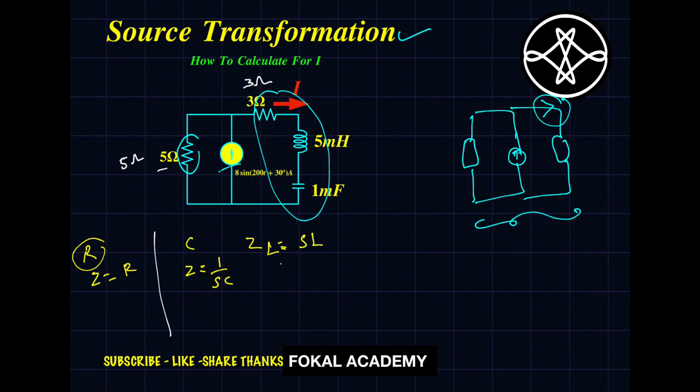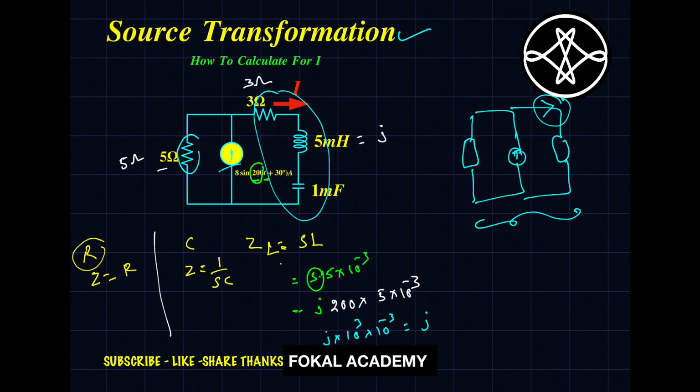Now for the inductor, here 5 millihenry is there. Now apply S times L, that is 5 into 10 power minus 3. S means j omega. So here omega is 200t, so omega is 200. So 200 into 5 milli, that is 5 into 10 power minus 3. Here 200 times 5 is nothing but 1000, that is 10 cube. So j into 10 cube into 10 power minus 3 is nothing but j. So this is the impedance of the inductor.